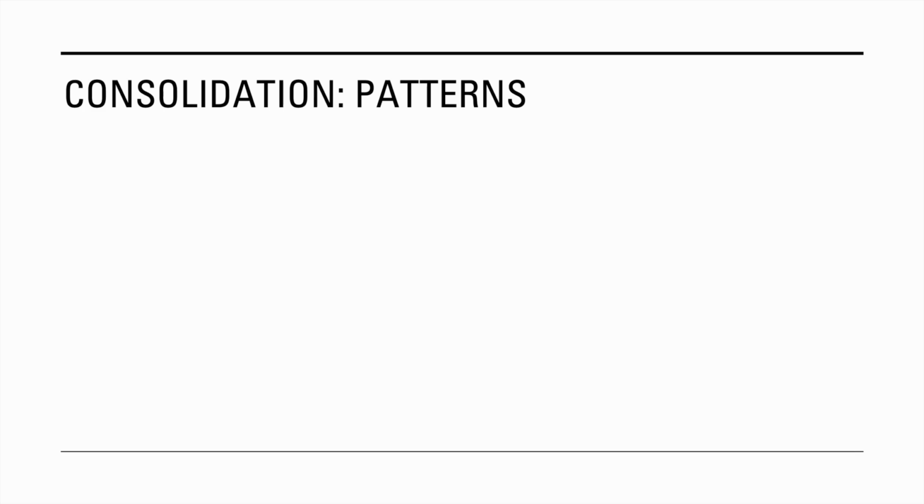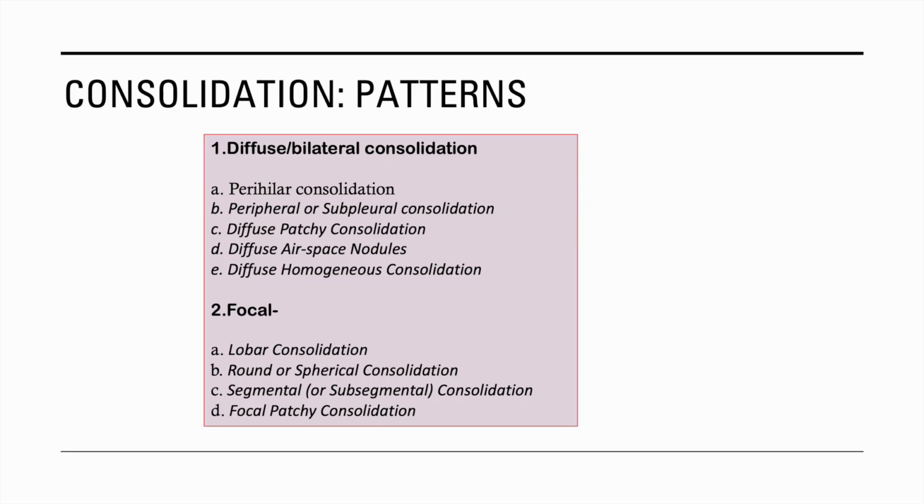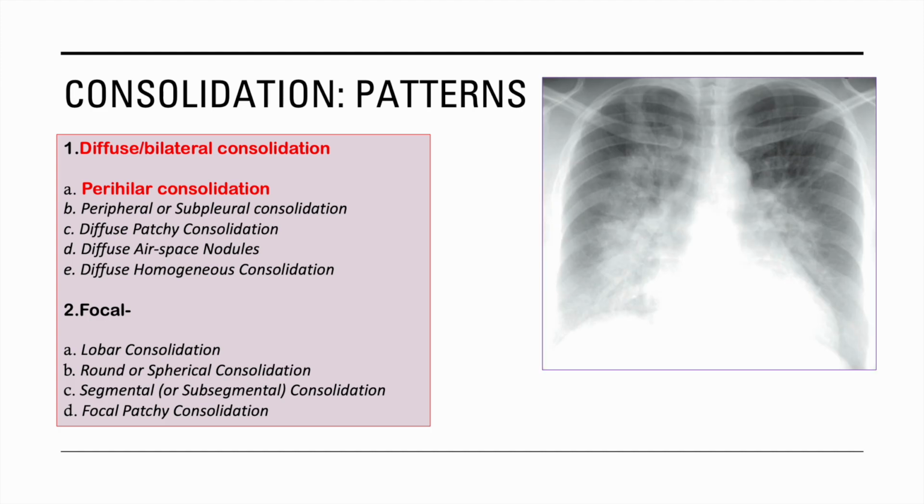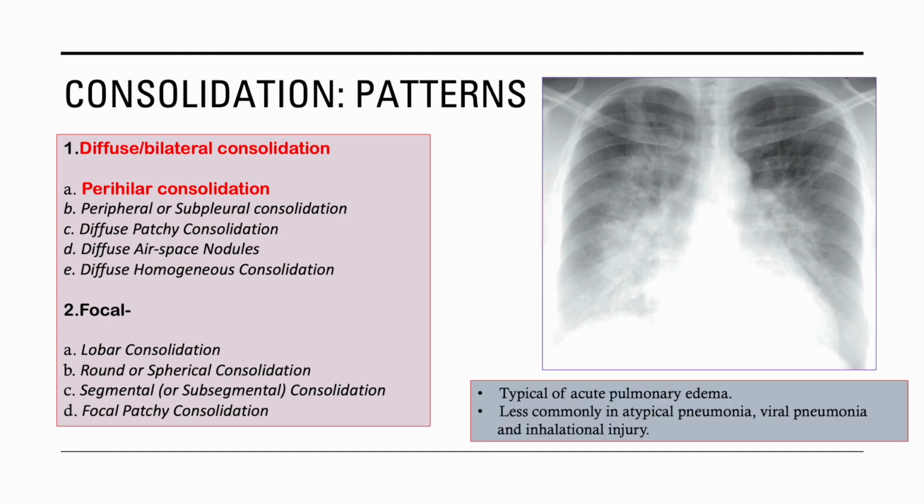These patterns are important to help narrow the differential diagnosis. Consolidation can be divided into diffuse and focal patterns. Diffuse consolidation. Perihilar or bat wing consolidation. This is typical of acute pulmonary edema due to higher vascularity in the perihilar region and efficient lymphatic drainage from the periphery. Less commonly, it is seen in atypical pneumonia, viral pneumonia, and inhalational lung injury.